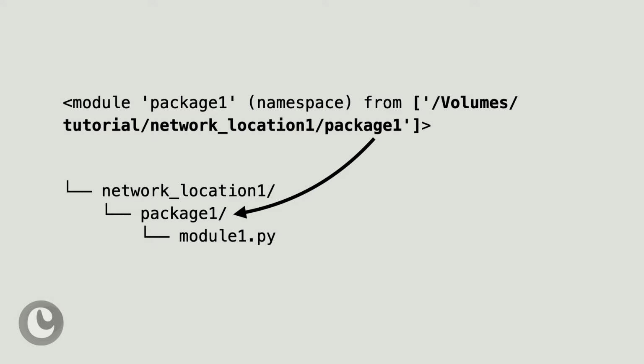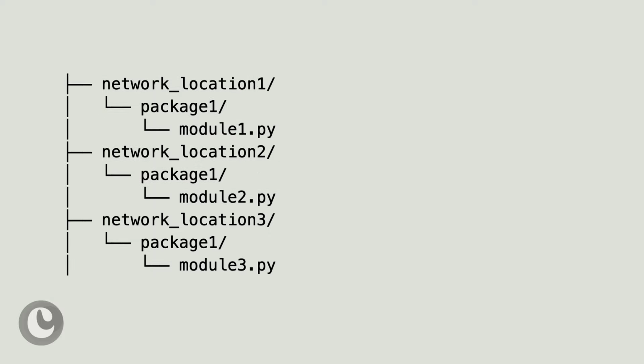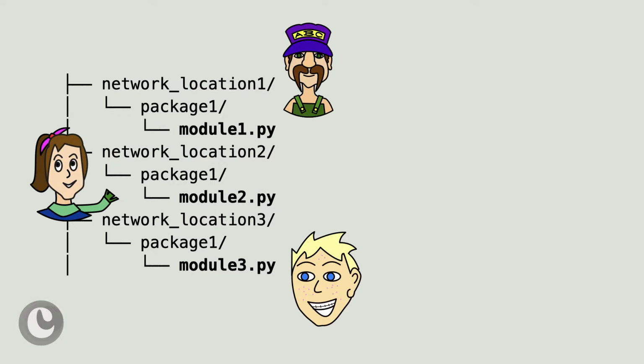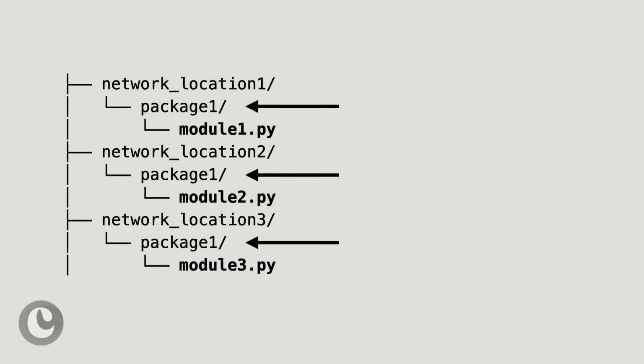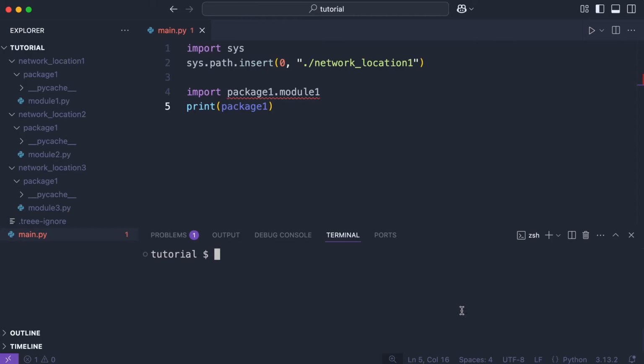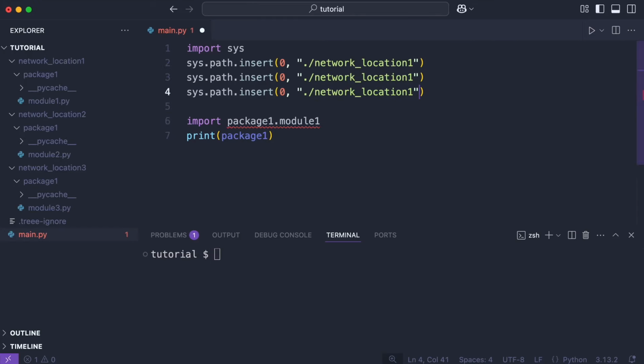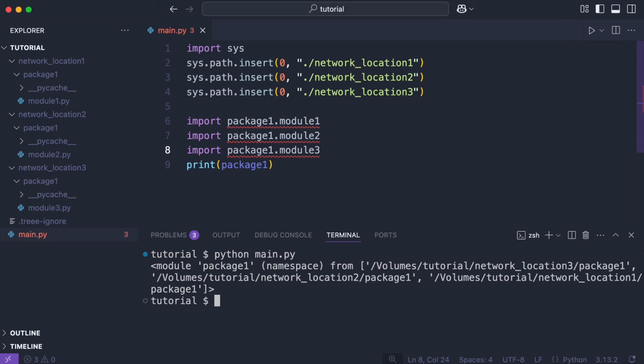Now, what if there are 3 network locations that all contribute to package1? For example, 3 different developers maintain modules 1, 2, and 3. But they all need to be merged in package1. No problem. I add the locations to the path in main, and import all their modules. And when I execute the code, the namespace package now has 3 source locations.